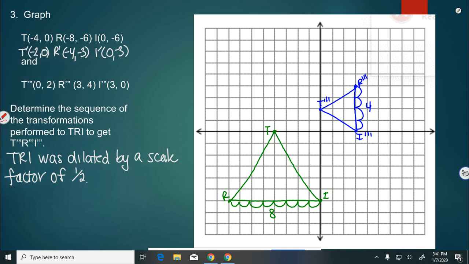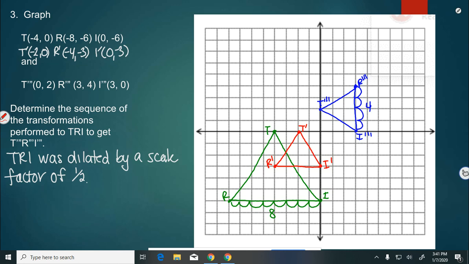Okay, so -2, 0 is left 2, stay at 0. R, -4, -3 is left 4, down 3. And I, stay at 0, down 3, is right here. So we have now that same size triangle as the blue one. And we notice that our green one is being pulled into the origin because we are reducing it.